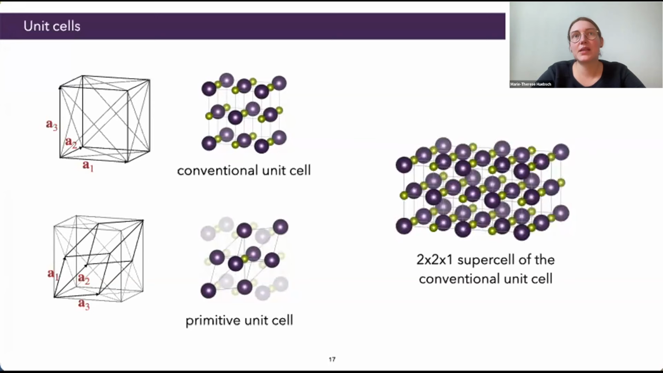In some cases, you could also want to intentionally use a multiple of a primitive or a conventional unit cell. This is then called a supercell. This is common for phonon calculations and molecular dynamics calculations. So I am guessing that most people in the audience will prepare some kind of supercell for their calculations. Here in this example, I constructed a 2x2x1 supercell of the conventional unit cell.